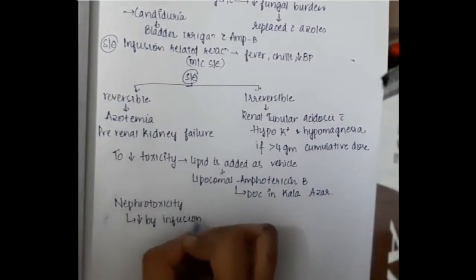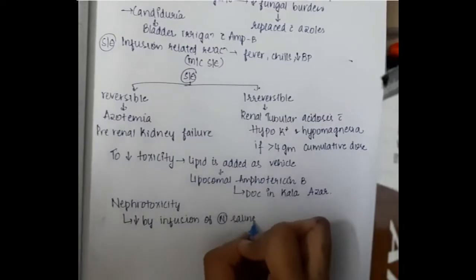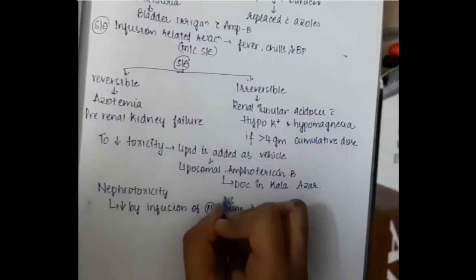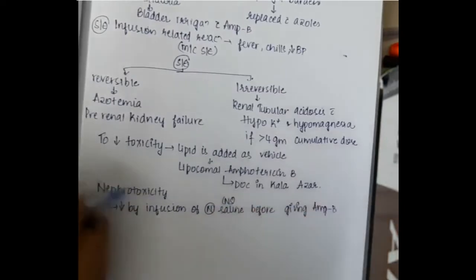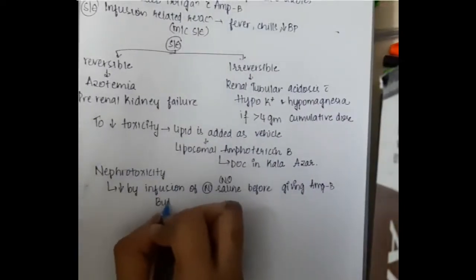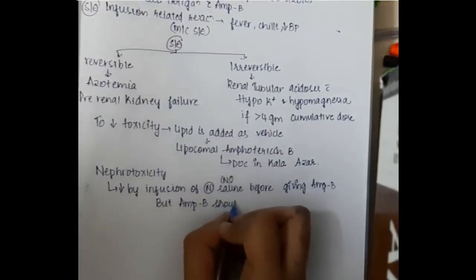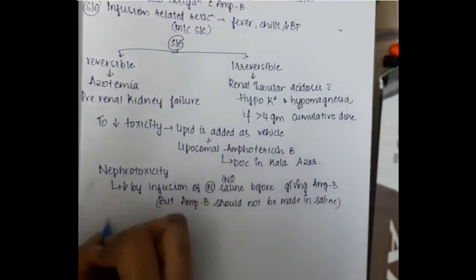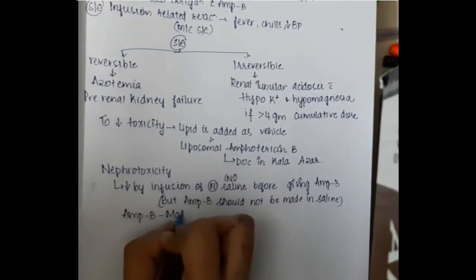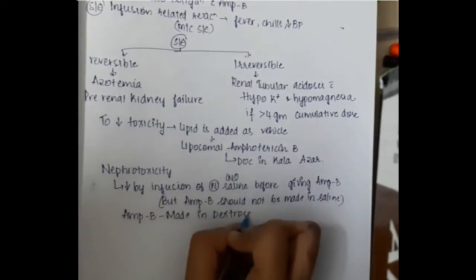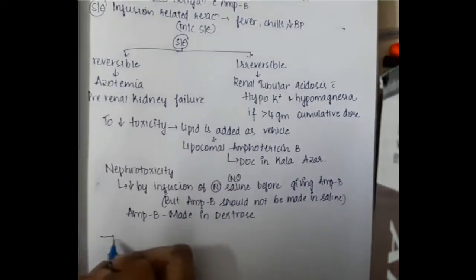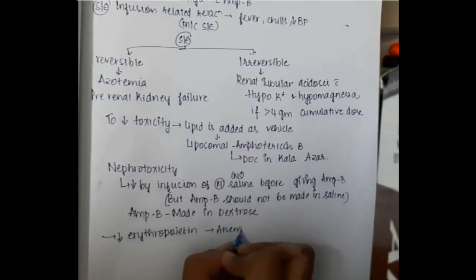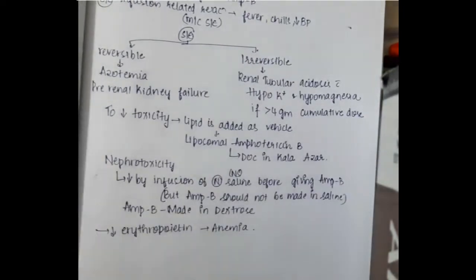This nephrotoxicity is decreased by infusion of normal saline before giving amphotericin B. But amphotericin B should not be made up in saline. It should always be made up in the presence of dextrose. Amphotericin B also decreases erythropoietin, thus causing anemia.